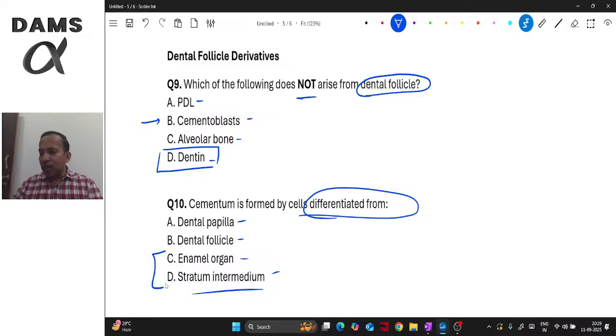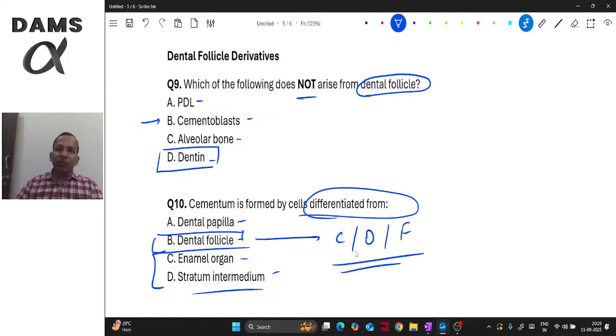So option A and option B, dental follicle and papilla, and yes, very good, it is dental follicle. So dental follicle cells would differentiate into cementoblasts, osteoblasts, and fibroblasts. Cementoblasts would form cementum, osteoblasts would form alveolar bone, and fibroblasts would form periodontal ligament, isn't it?